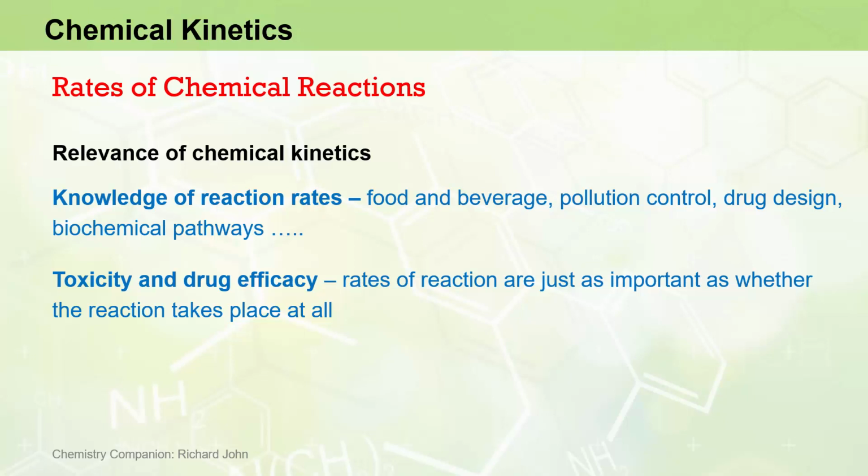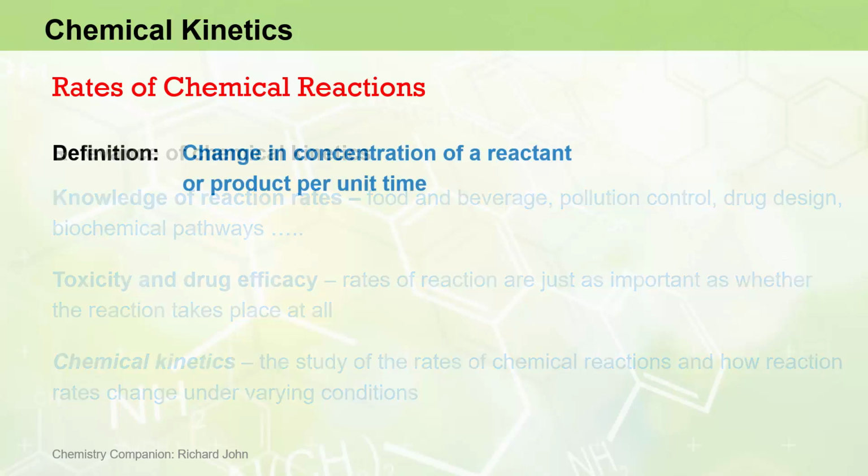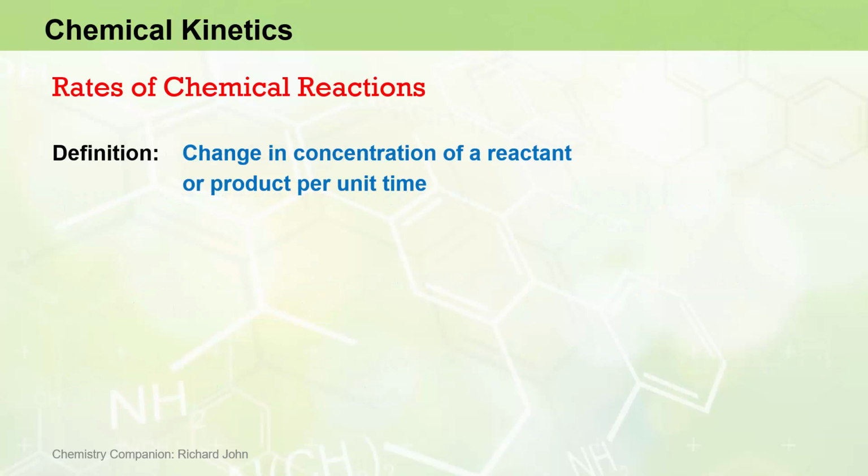first place. The study of the rates of chemical reactions is also called chemical kinetics, and it not only involves measuring rates of reaction but also determining how reaction rates change under varying experimental conditions. The reaction rate for a chemical reaction can be defined as the change in concentration of a reactant or product per unit time. The units for the reaction rate are derived from the units for both concentration and time, that is, molarity per second. And since molarity is the moles of solute per litre of solution, we can also express the rate of reaction in terms of moles per litre per second.